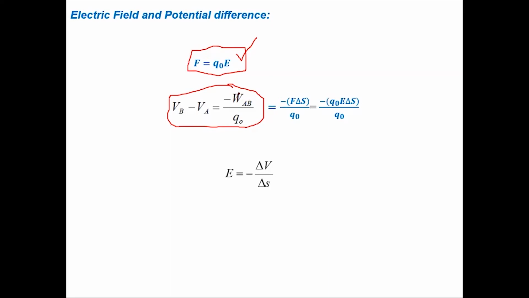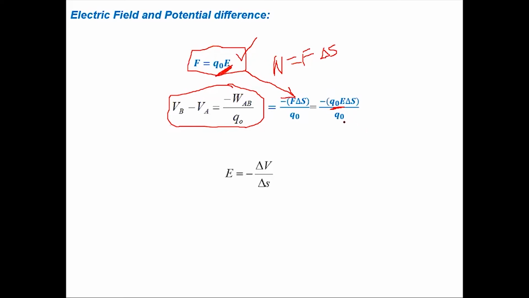Okay, so what is work done? Work is F times displacement, right? Sometimes you call it S, sometimes we call it X, sometimes R, it's up to you. Work is F times delta S. That's why I replaced work with F times delta S here. Negative F times delta S is work. Now I'm going to replace this F. What is F again? F is Q0E. That's your F.